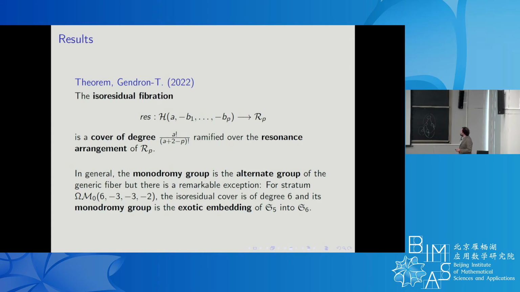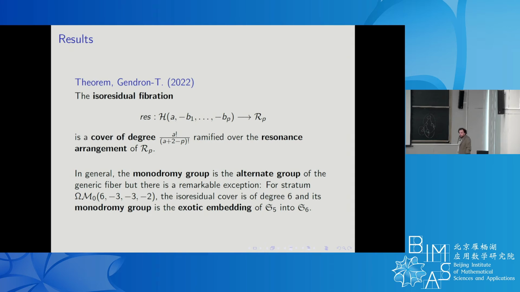We deduce a formula to compute the degree of this cover. So for a stratum with a zero of order A and P poles of orders B1 to BP, the isoresidual fibration is a ramified cover of degree A factorial divided by (A plus 2 minus P) factorial. And it is ramified over the resonance arrangement. A is the degree of the unique zero. So in particular, A is the sum of the (Bi minus 2), because we are on CP1.